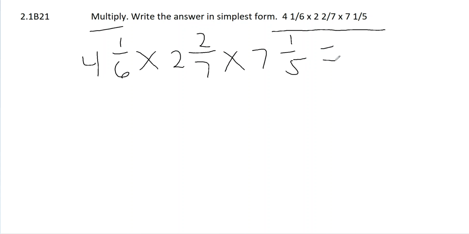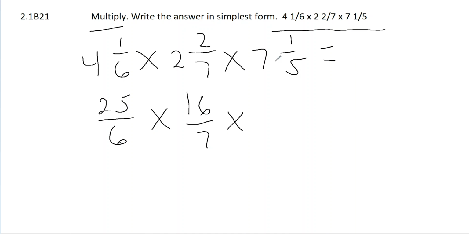We can't multiply mixed numbers, so we have to find improper fractions for each mixed number. So 4 times 6 is 24 plus 1 is 25 over 6, times 2 times 7 is 14 plus 2 is 16 over 7, times 7 times 5 is 35, plus 1 is 36 over 5. So now we can start the multiplication process.